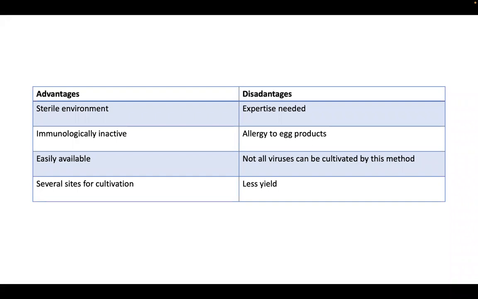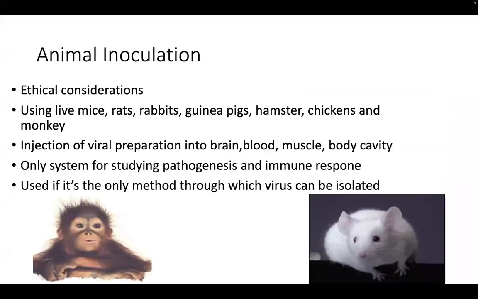And not all viruses can be cultivated by this method. And definitely there is less yield because the sites are smaller and the egg is smaller. So if you imagine you need to make a vaccine for so many people, how many eggs would you use? So that's why it gives less yield.